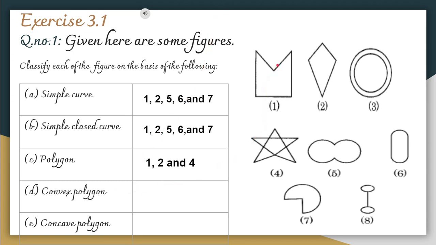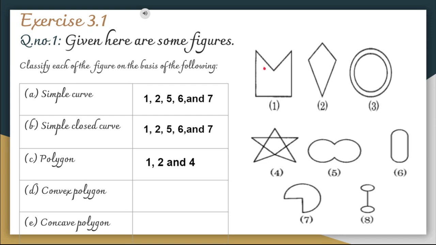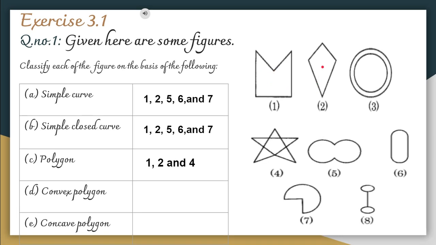First one, no, because all angles are not less than what we need. All angles should be less than 180 degrees. Then only it will become a convex polygon, isn't it? But in the first figure, inside that we can see that one angle is more than 180 degrees. So no. Second one, yes. Inside, all interior angles are less than 180 degrees. So it's a convex polygon. All others are not convex polygons. So only 2 is the convex polygon.